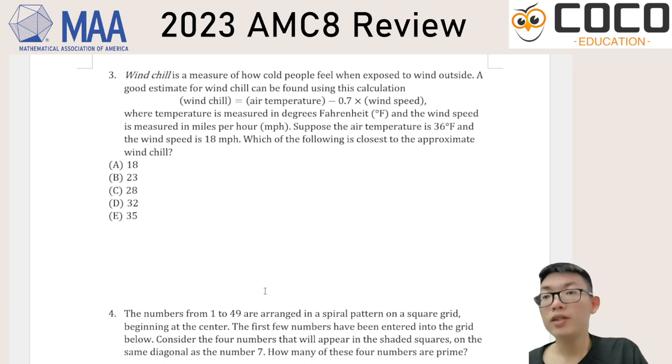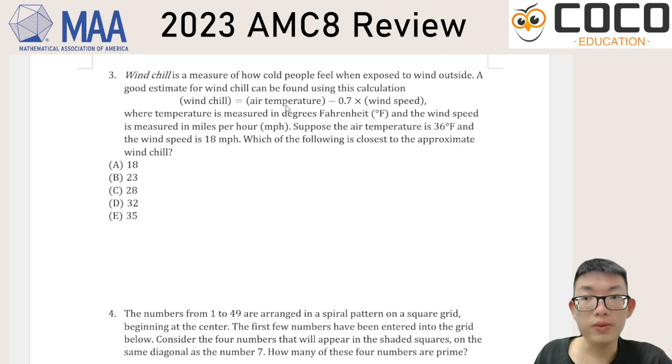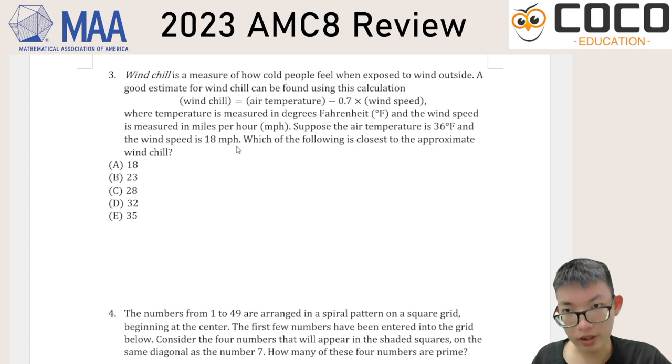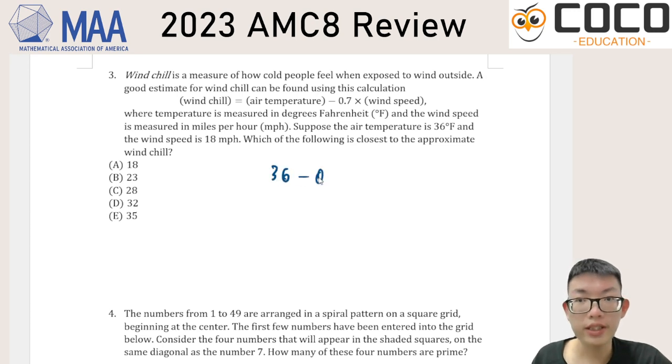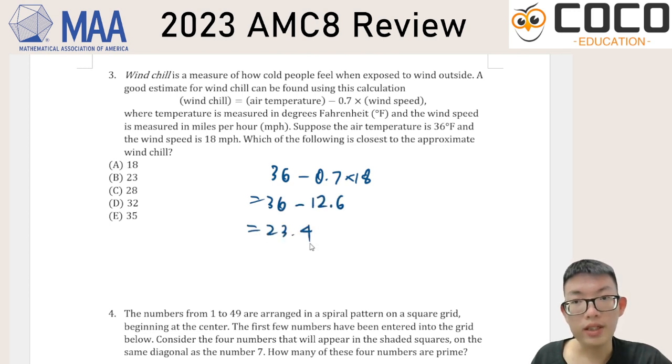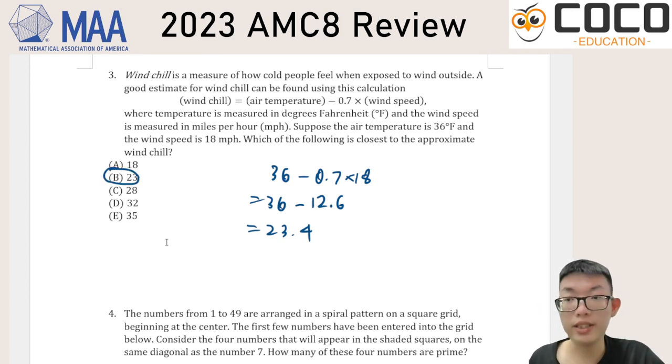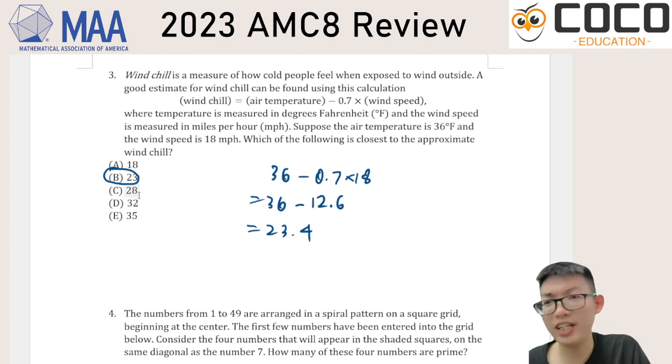Question 3. Wind chill is a measure of how cold people feel when exposed to wind outside. There is this formula, and we are just supposed to use the formula. So all the units are correct. Fahrenheit, Fahrenheit, miles per hour, miles per hour. So we can just do a direct computation. And the closest is 23. It's not really very difficult because they did not give 23, 24, 25. So you're not really at much risk of making a calculation error.